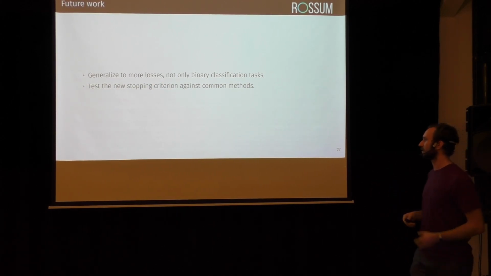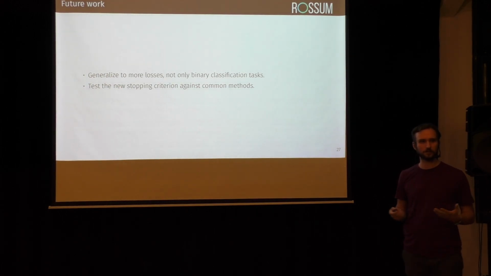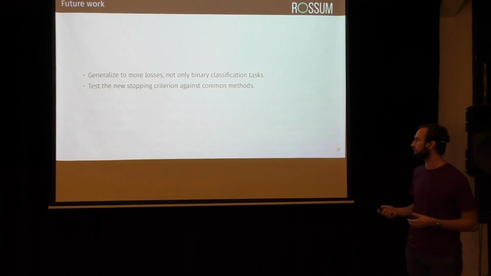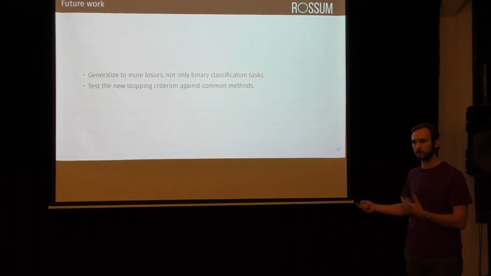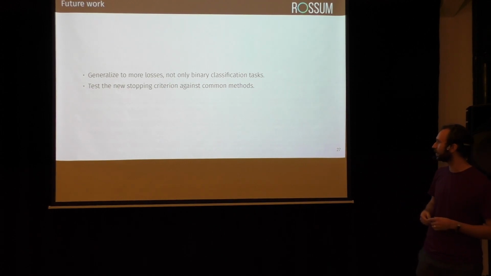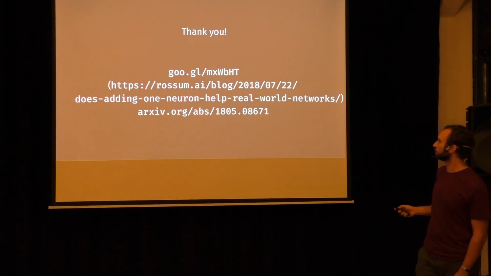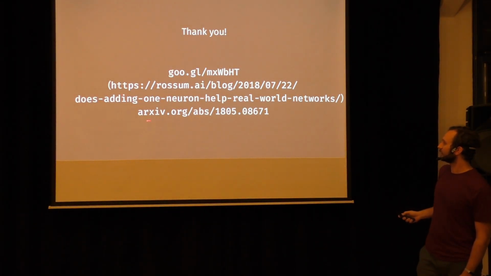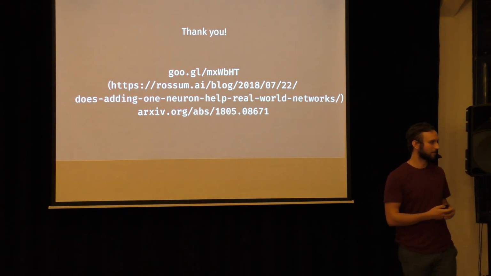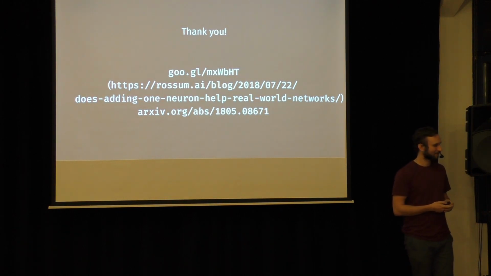And another direction would be the new stopping criterion and test it against the common methods, see how your model performs if you train it with this stopping criterion compared to, for example, the patience 4, which is used almost everywhere. Right. So that's it from me. This is the blog post where you can find the snippets, and this is the paper that I based the work on, essentially.